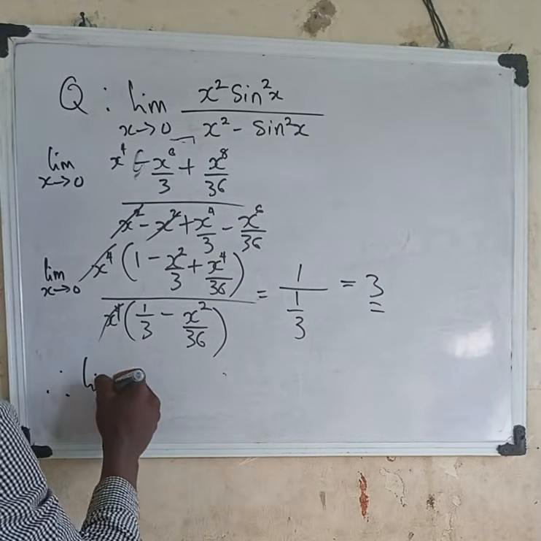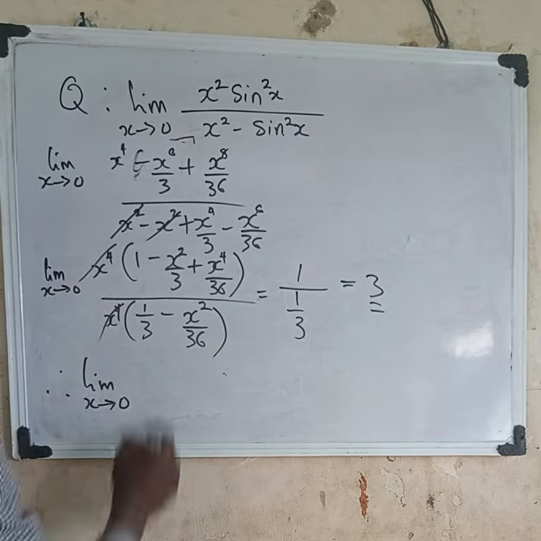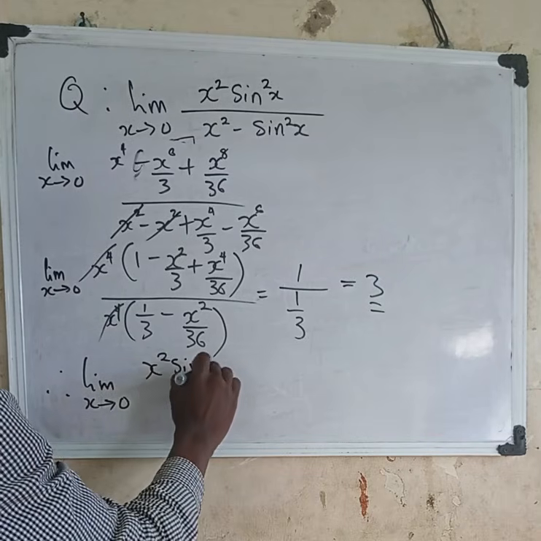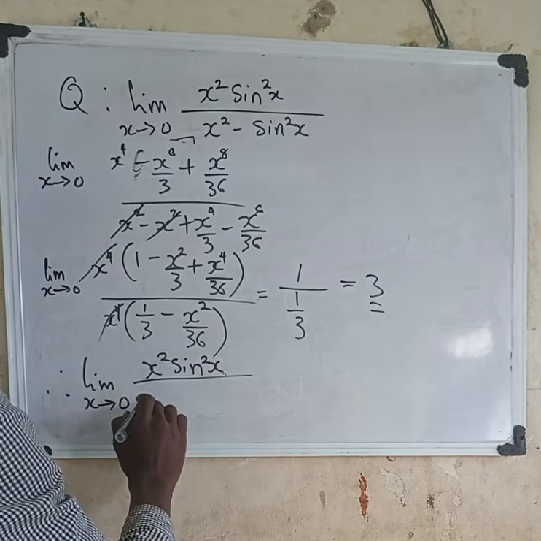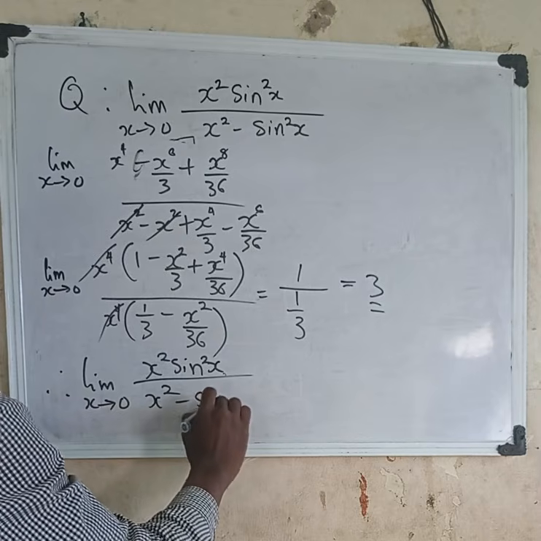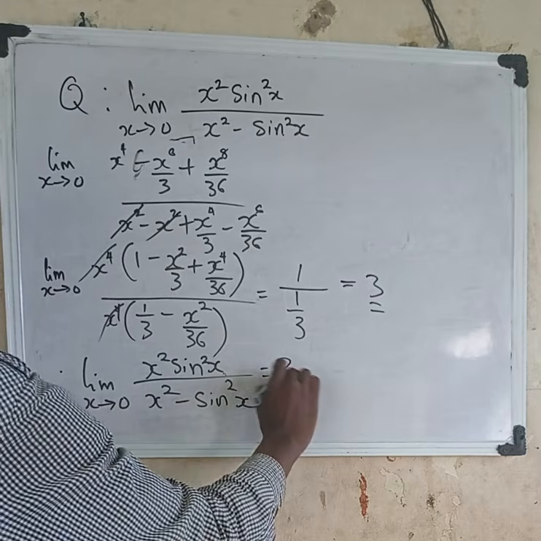Therefore, the limit as x approaches 0 of x squared sine squared x divided by x squared minus sine squared x is equal to 3.